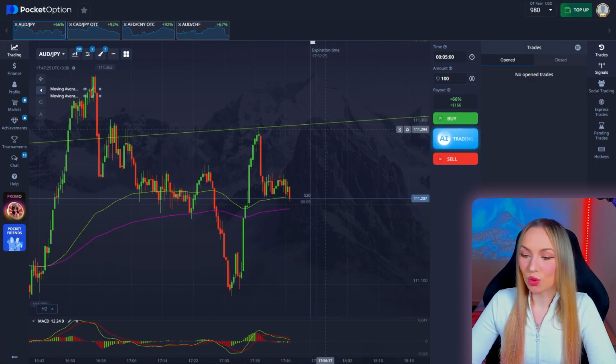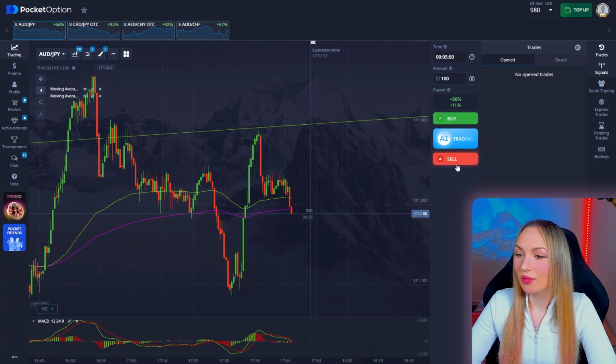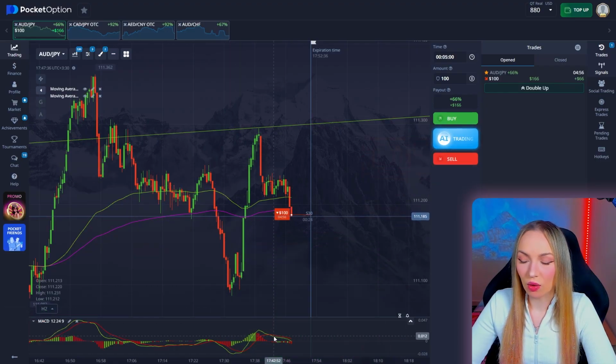AUD/JPY is forming the signal to open the trade in the downward direction. And yeah, I'm in for 5 minutes in the downward direction. I entered, MACD crossed here in the overbought zone.